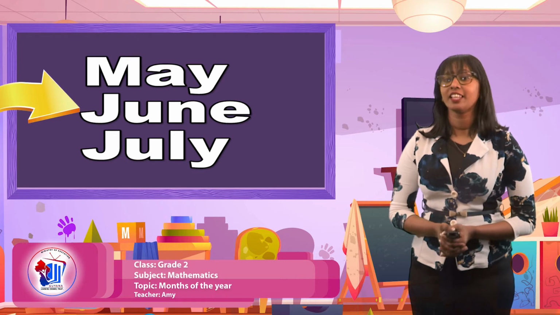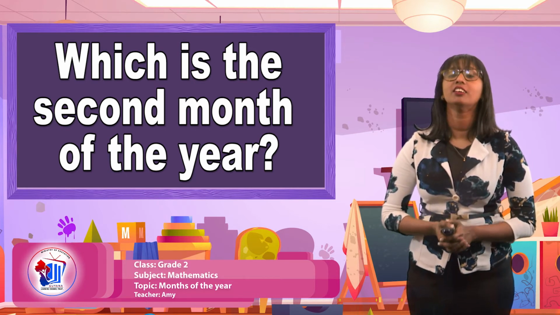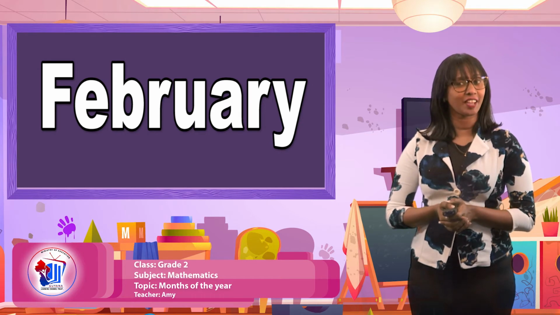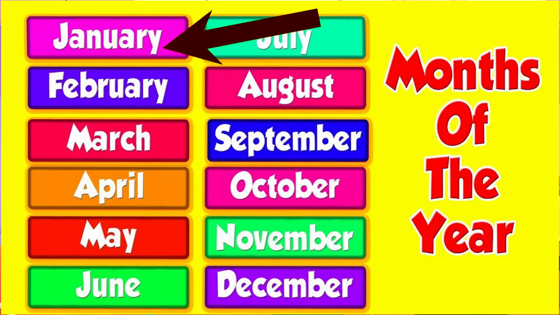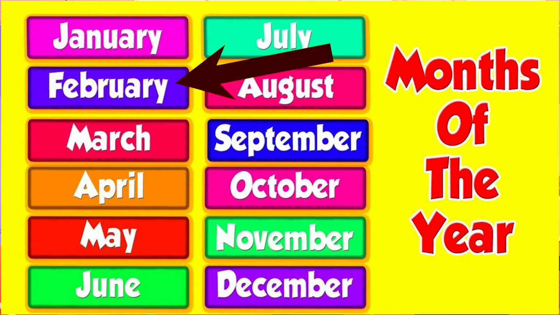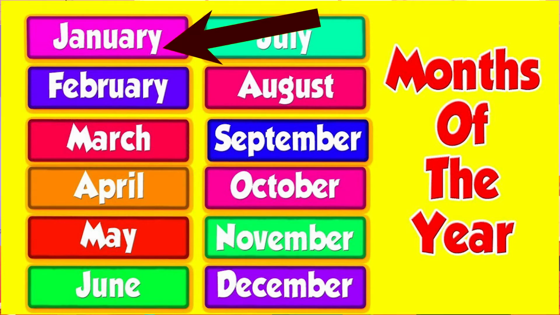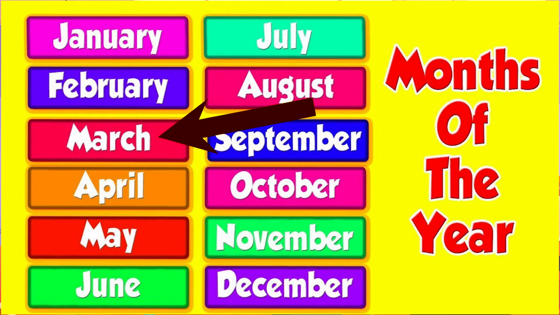Good job. Now I want you to tell me the second month of the year. The second month of the year is February. That's right, boys and girls. We have January, which is the first month, and the second month is February. So, boys and girls, if January is the first month and February is the second month, March will be the third month of the year. Very good. The first is January, second February, and the third month of the year is March.